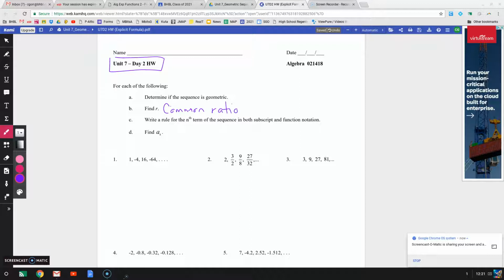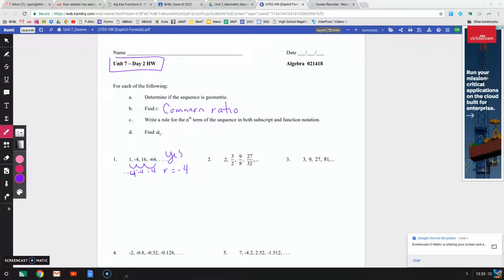So I'm going to take a look at number 1, and I'm trying to assess whether or not this is a geometric sequence. So I've got 1 to -4, -4 to 16, then to -64. I'm noticing that I am multiplying by -4 each time. Multiply by -4, multiply by -4. So that means that my common ratio is -4, and yes, this is a geometric sequence.